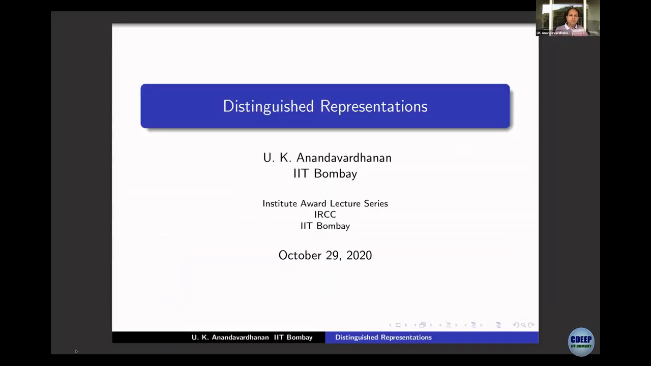This is the title of the talk: distinguished representations. What I'm planning to do is, of course, I will not get into any detail. Maybe in one slide, I may have some mathematical notation. Other than that, I'm just trying to use photos, pictures of mathematicians to introduce some words without really saying anything about those, just to give an introduction to the area that I work in. So that's the plan.